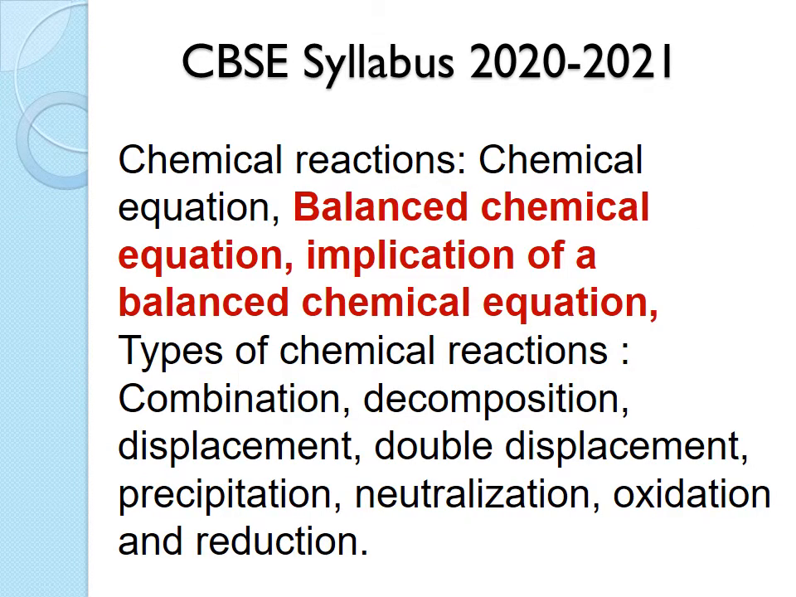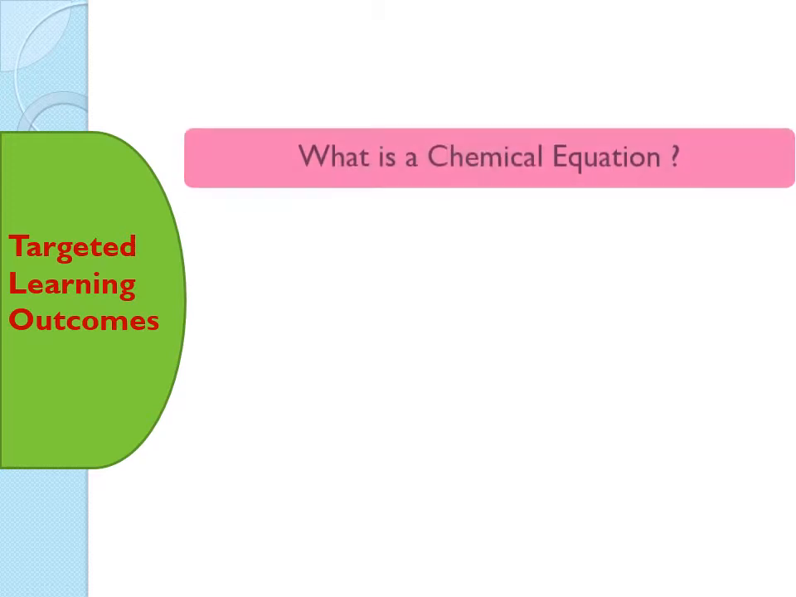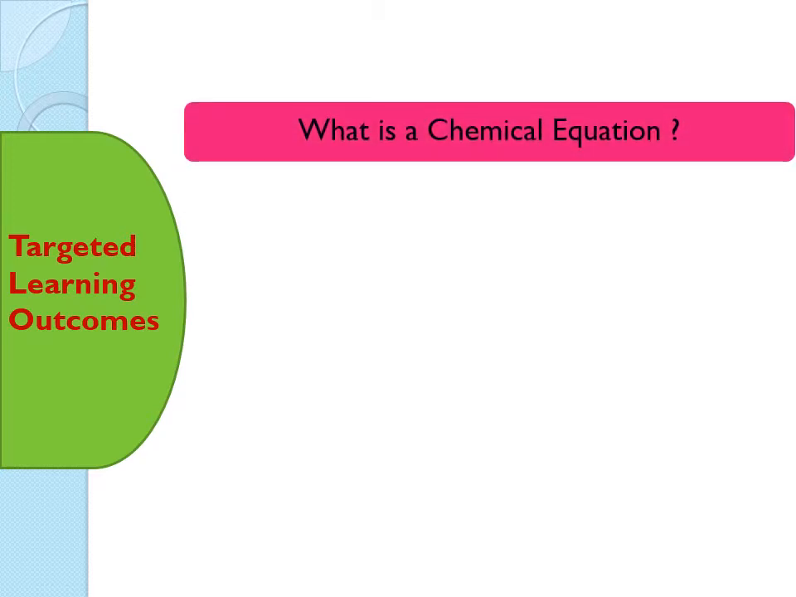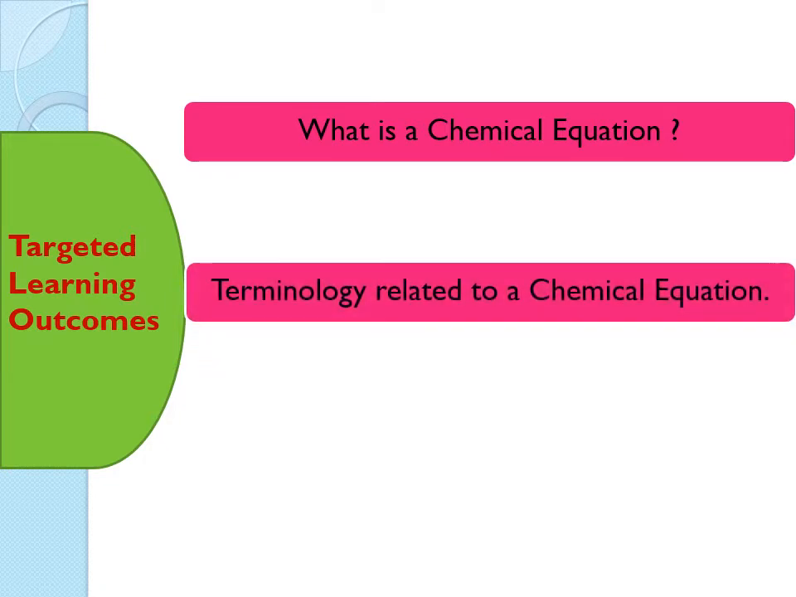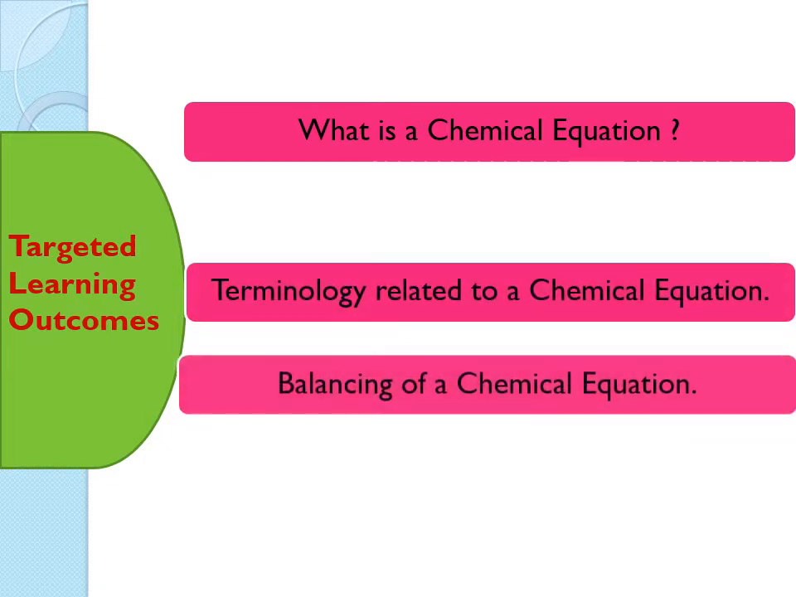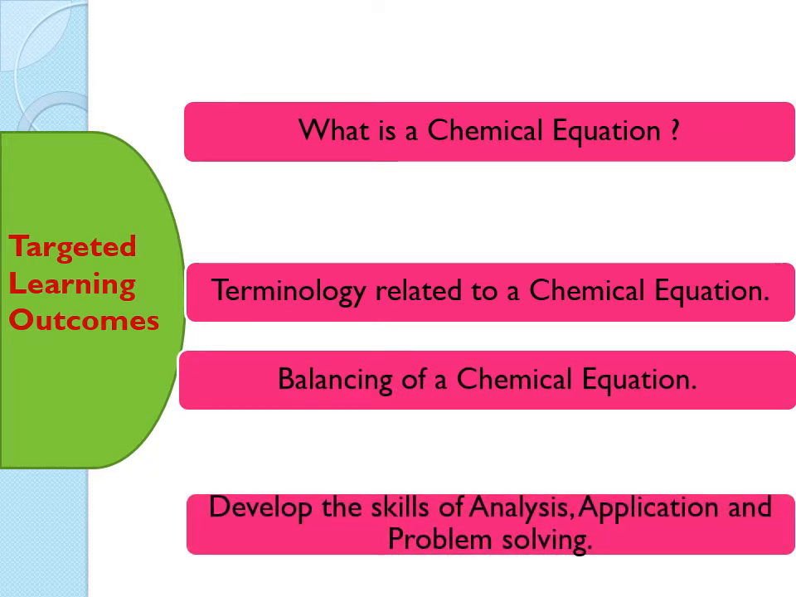CBSE syllabus 2020-2021, part shown with red, we are going to deal in this particular video. Expected learning outcomes for this particular session. By the end of this session, you will be able to understand what is a chemical equation, terminology related to a chemical equation, balancing of a chemical equation, and you will be able to develop the skills of analysis, application, and problem solving.